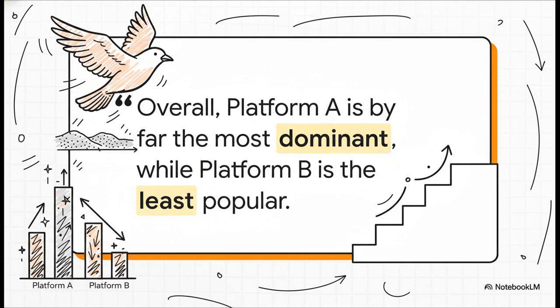Next, step 2, the overview. Check this out. Overall, Platform A is by far the most dominant in terms of user engagement, while Platform B is the least popular of the three. Notice that? Not a single number. We've just pointed out the most obvious thing. A is the biggest, B is the smallest. It gives that perfect bird's eye view.